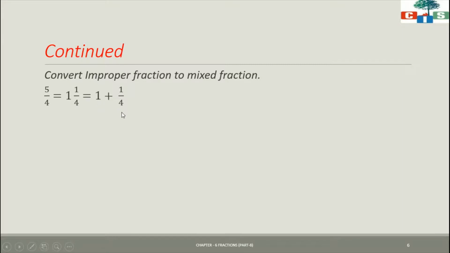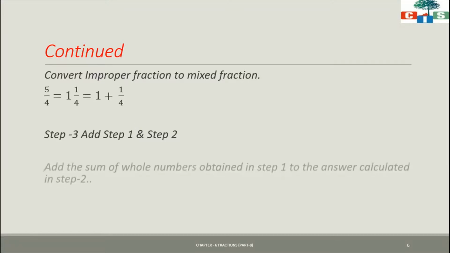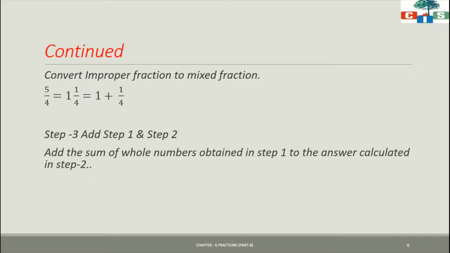Okay. Now we'll come to our last step, that is step number 3. We have to add step 1 and step 2. So what was step number 1? Step number 1 was we have to add the whole numbers. That is, add the sum of whole numbers obtained in step 1 to the answer calculated in step 2. Here this is the answer which we have calculated in step 2. And we have to add this answer to step number 1. Okay, so 10 plus 1 plus 1 upon 4. This 10 is from step number 1 and 1 plus 1 upon 4 is from step number 2. So 10 plus 1 is 11, and this fraction you will write as it is, that is 1 upon 4. Okay scholars.